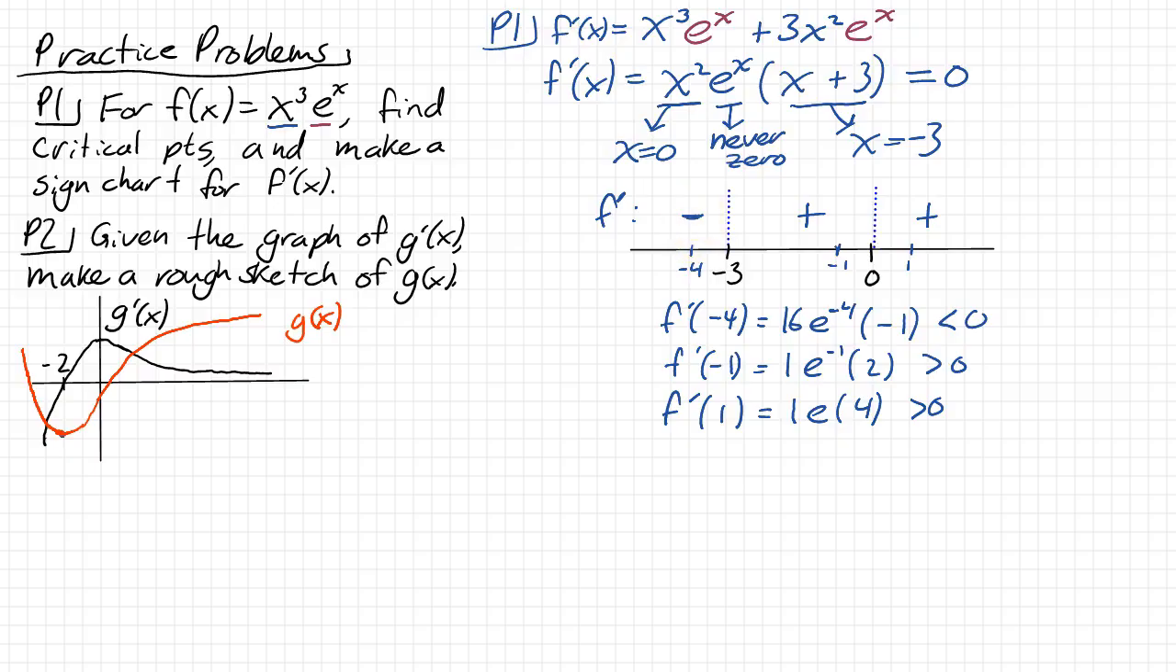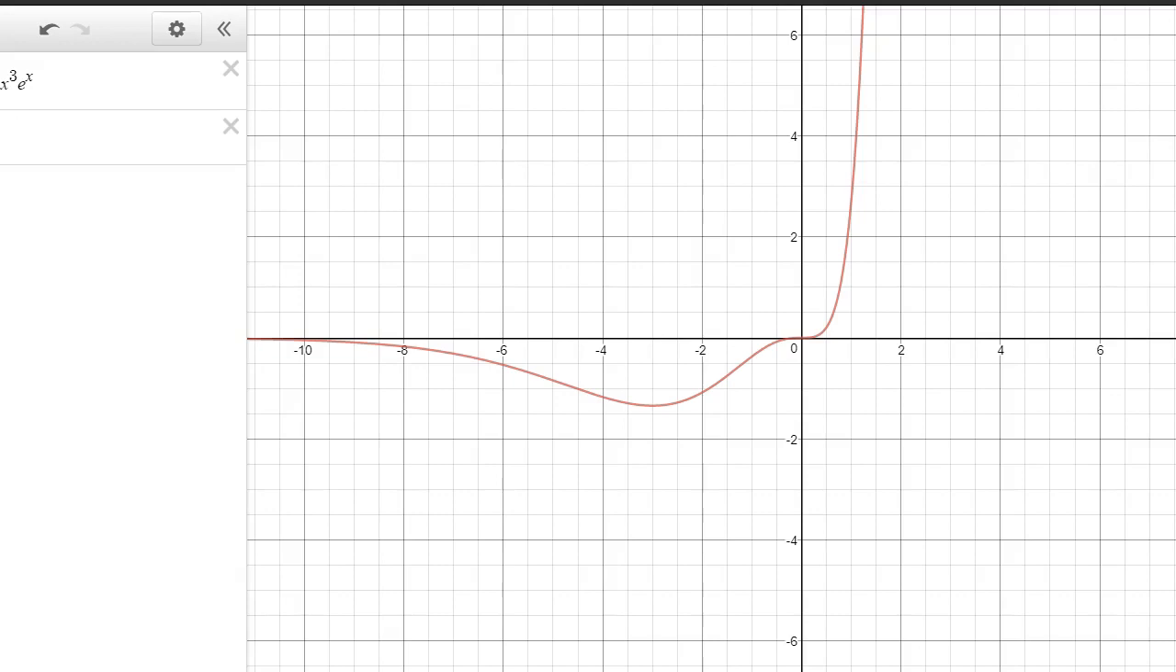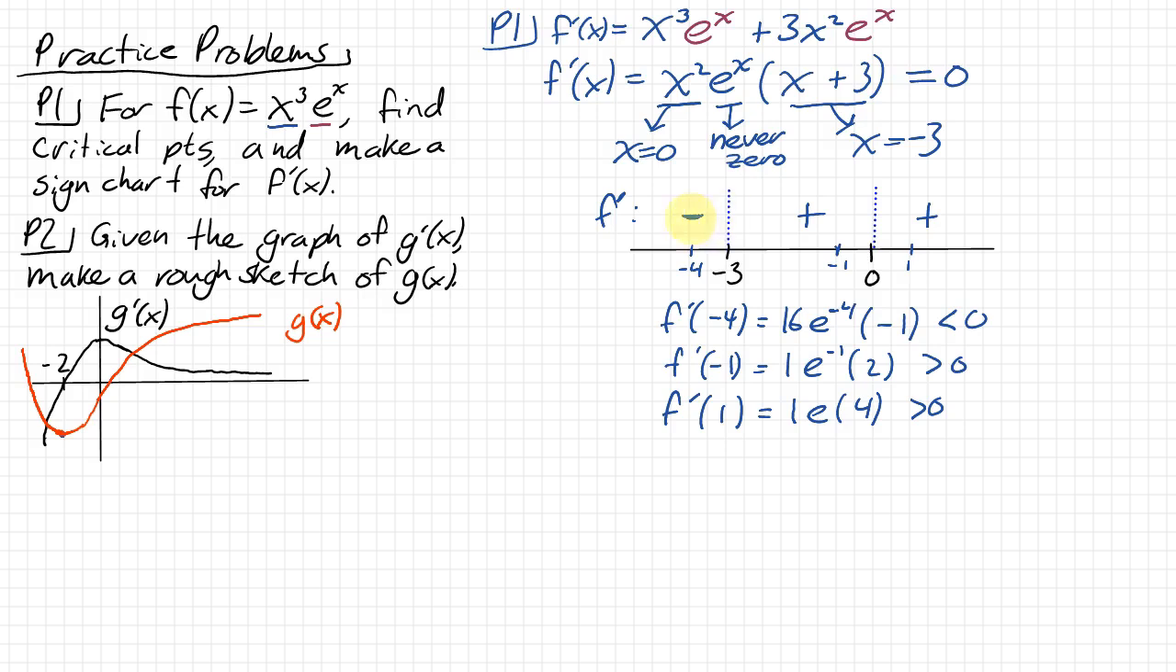If f prime is negative and changes to positive, then f is changing from decreasing to increasing, and that's what we see here. Then it flattens out again right here, but it doesn't actually turn around and start decreasing. It just flattens out and keeps going up after that. So the tangent line is horizontal here, but that doesn't make it a minimum or maximum. The only actual minimum or maximum this one has is at -3, where it changes from decreasing to increasing. So that's that problem.